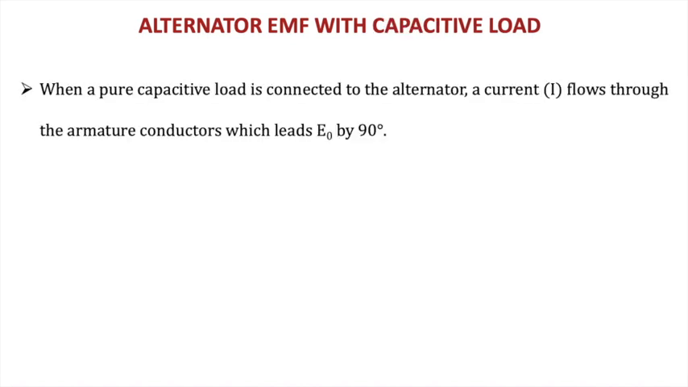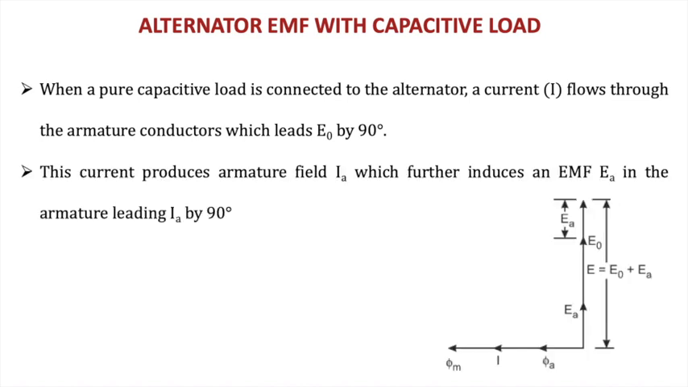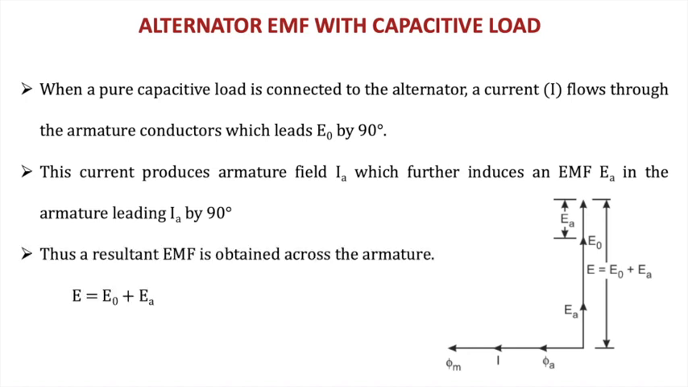Now for the capacitive load, it will be just the opposite. The current in the armature conductor will lead the induced EMF by 90 degrees, so it is in the same direction as the field MMF, and therefore the two fluxes are supporting each other, and therefore the induced EMFs will also be additive in nature. So the induced EMF E will be equal to E0 plus EA, that is the no load EMF plus the armature EMF.